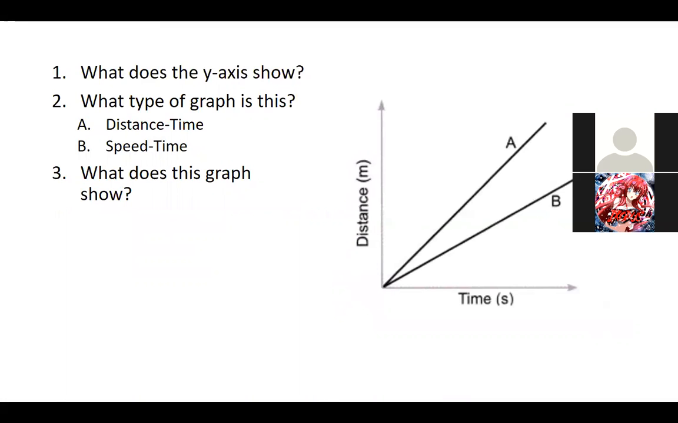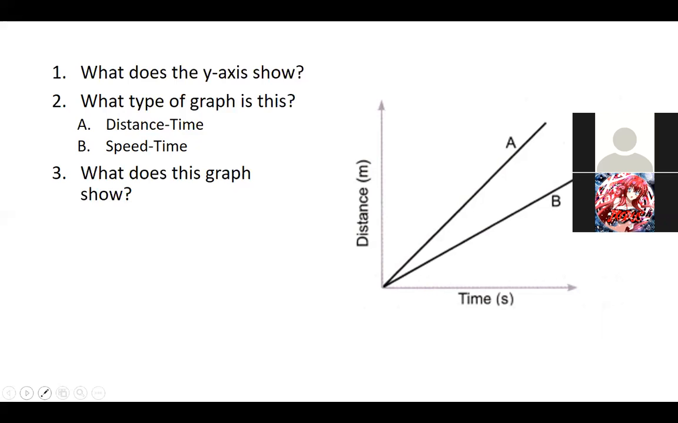All right. So this one says, what does the y-axis show? I think Lena, how about you? What about the y-axis? What's it showing? Adela, what do you think the y-axis is showing? Distance. Distance, very nice. And then Faith, what type of graph is this? Distance time or speed time? Okay, Robin, distance time or speed time? Distance time. Very nice.